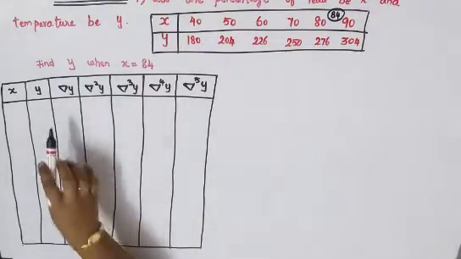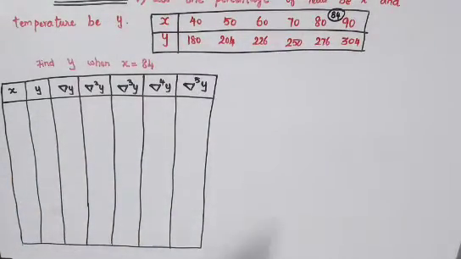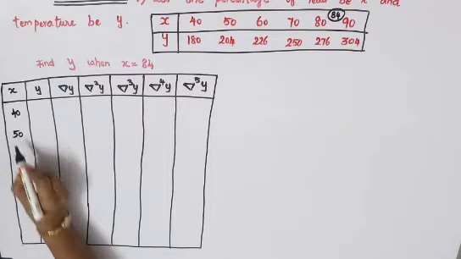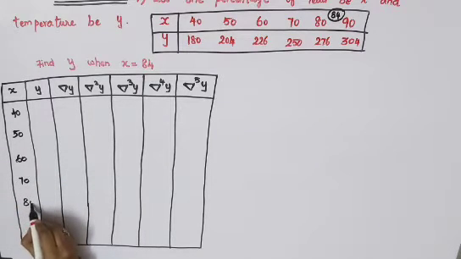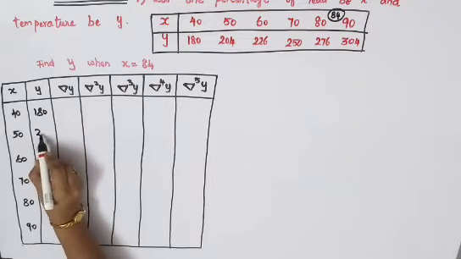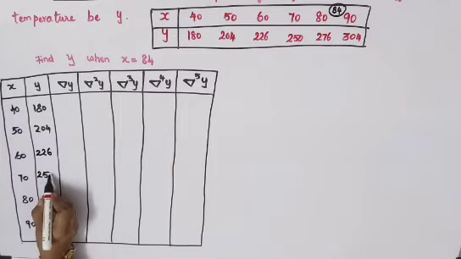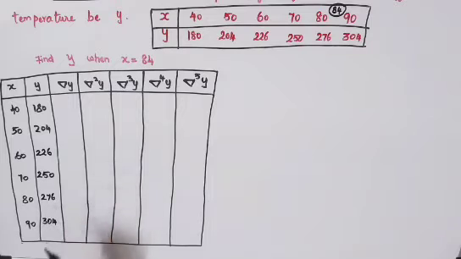This is your table. So your x values are given over there. So just write it here: 40, 50, 60, 70, 80, 90. Then your y values are 180, 204, 226, 250, 276, 304. So now subtract from down to top.